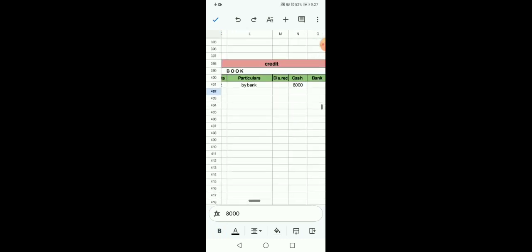In the second entry, bank was debited and cash was credited. So bank is debited, cash is credited. It means both elements have been posted. Entry number 2 is completed. Mark it as done.